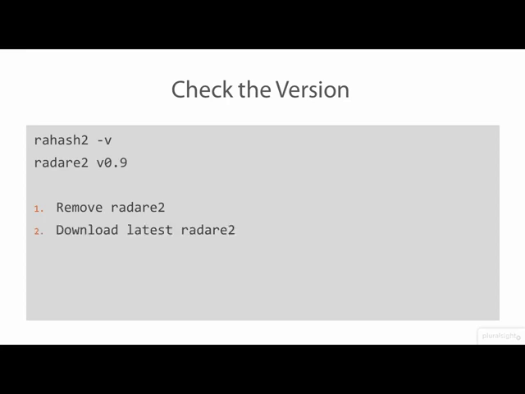The first thing we need to do is check the version of the installed rahash2 utility using the -V flag. We see here that rahash2 0.9 is very old. To update rahash2, we need to remove the entire Radare2 toolkit on Kali, download the Radare2 source code repository from GitHub, and install the latest Radare2 package. We do these steps using a few easy commands. Make sure your Kali has an internet connection, and let's begin.